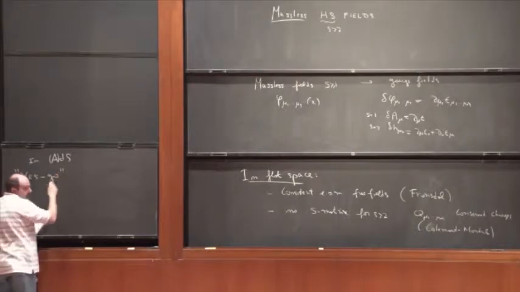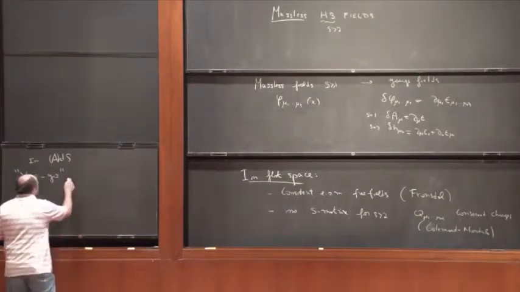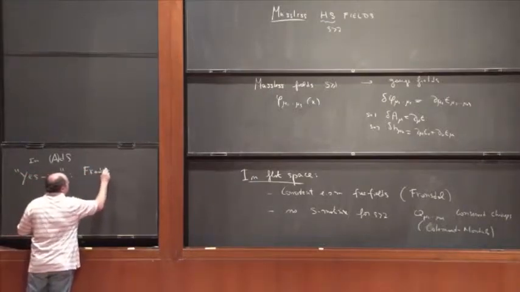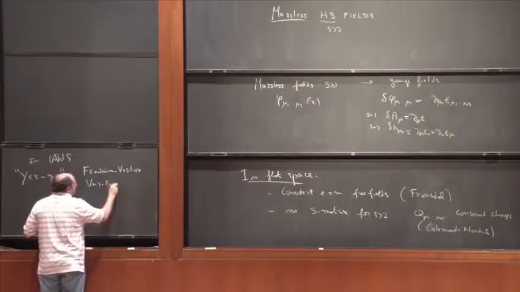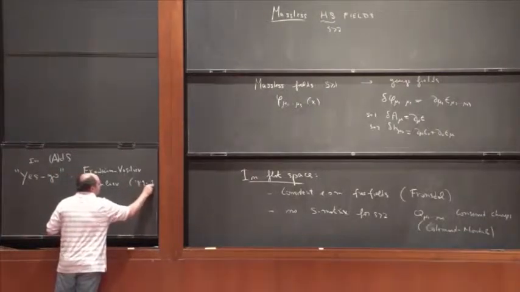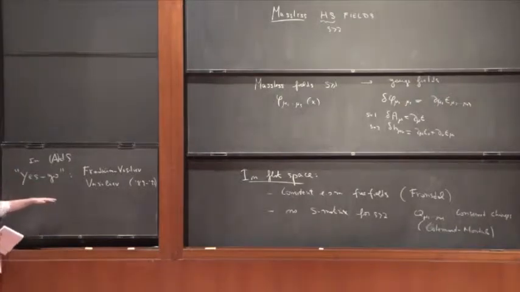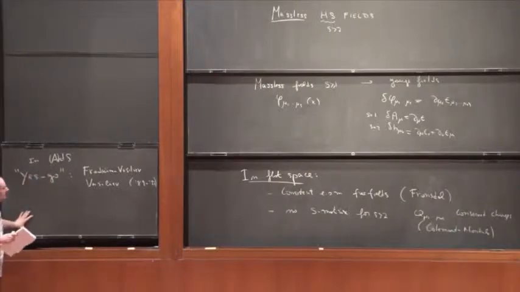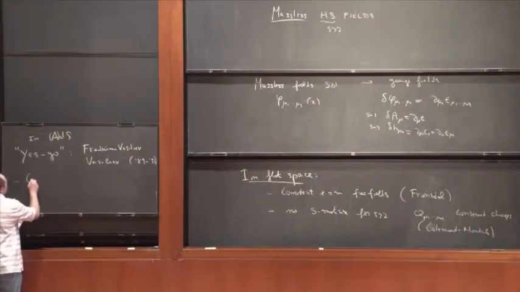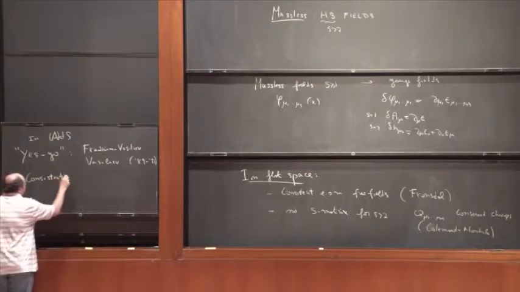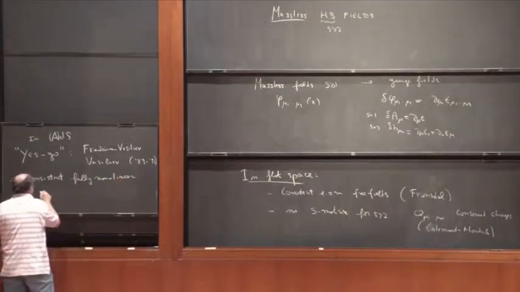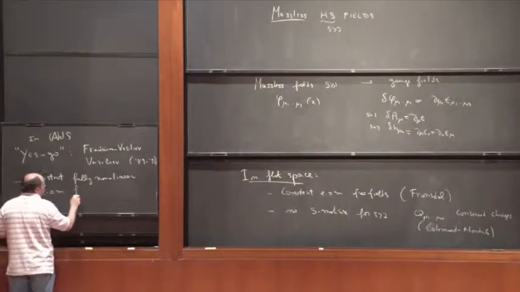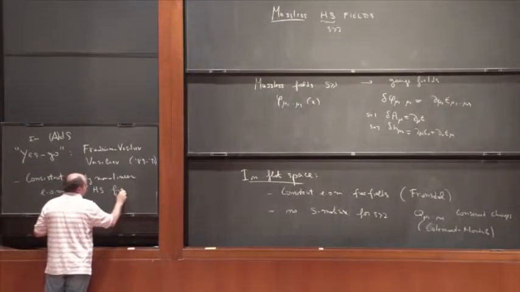due to Fradkin and Vasiliev, and mostly to later work of Vasiliev between 89 and 92, who was explicitly able to write down a theory of consistent interacting higher spin fields assuming non-zero cosmological constant. So consistent, fully nonlinear equations of motion for massless higher spin fields.